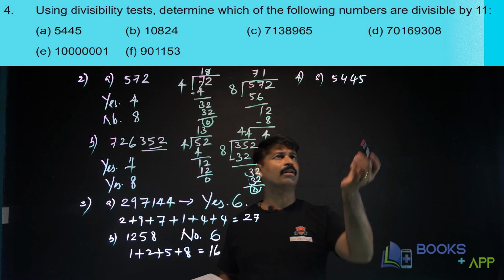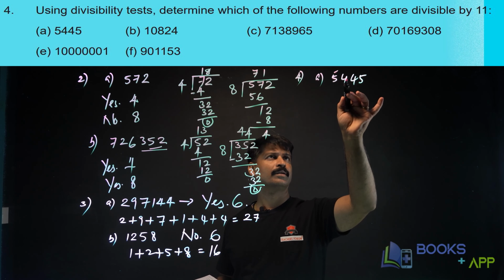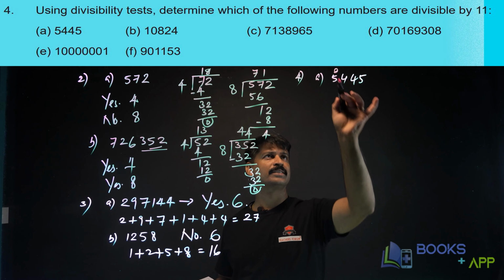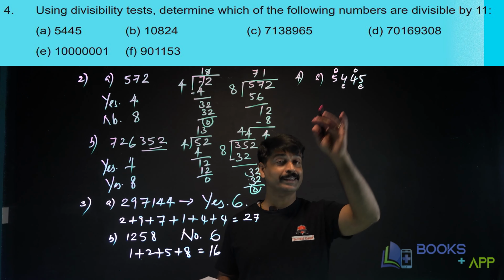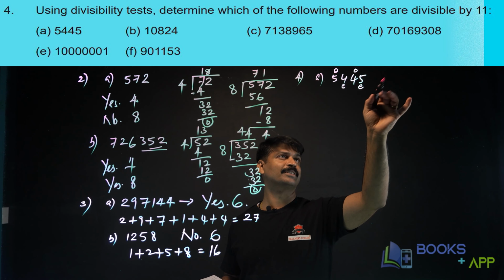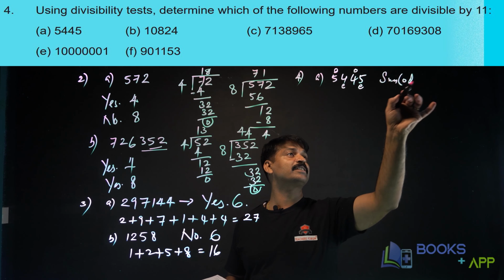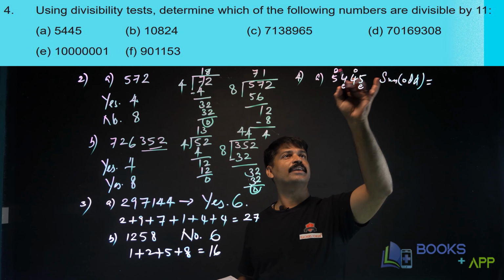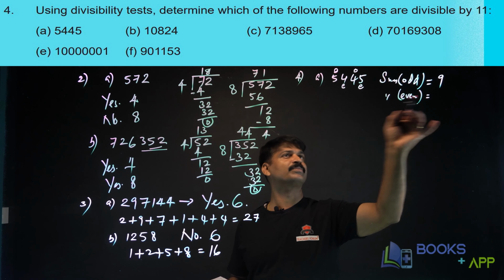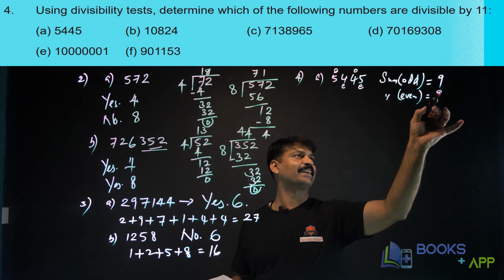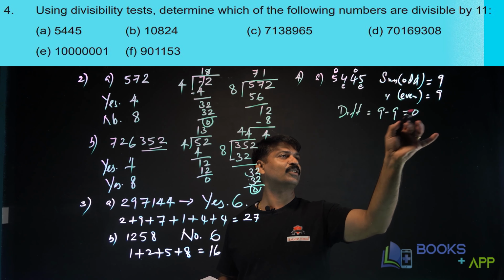Okay, now what are the odd places here? It is an odd place because the first is an odd place, the second is an even place. So it is odd place, even place, odd place, even place. Now find the sum of the odd place digits. What is the sum? 5 plus 4, that is 9. Now find the sum of the even place digits. 4 plus 5, again 9. What is the difference? Difference is 9 minus 9, which is 0.